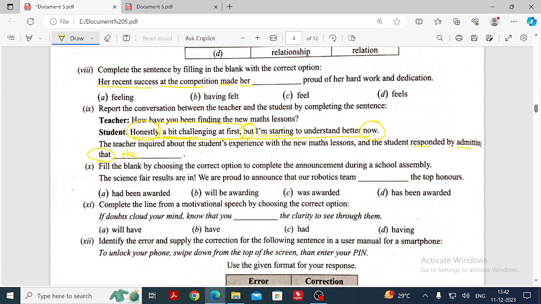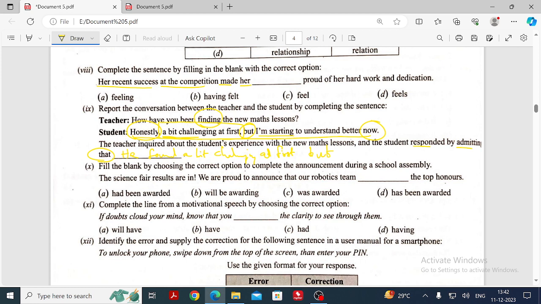We can consider that as "he." And next to that, we should find out the verb. What should the verb be in the sentence? "Find," right? So we can write it in the past form: "He found it a bit or little bit challenging at first," and then the rest of that we can make the sentence.